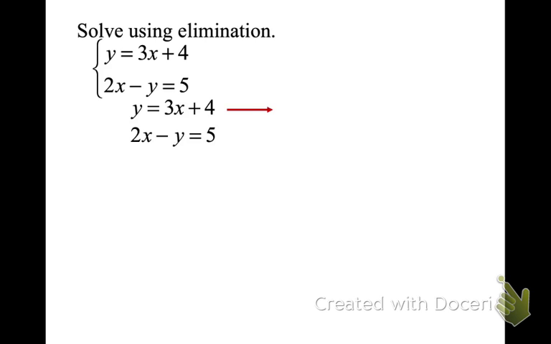Okay, we'll have to take this equation, subtract 3x. Now I'm going to line the other one up right underneath. I've got 2x minus y equals 5. Now we can solve using the elimination method. So I'm going to draw my line.